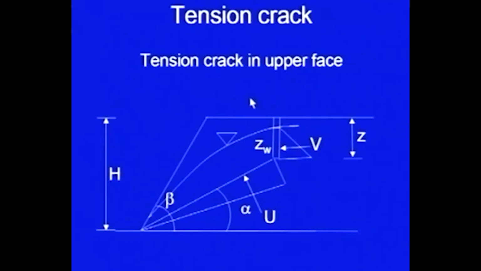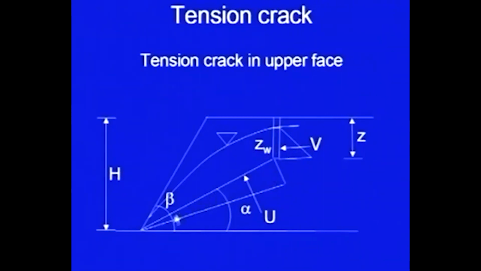Then we discussed the tension cracks. In the field, tension cracks are found sometimes in the upper face here or sometimes in the slope itself, and the basics of the analysis was that we assumed this was the water table. The depth of the water in the tension crack was ZW. Hydrostatic pressure variation will be 0 here, and at the base here it will be gamma W into this depth. So, the pressure variation was triangular in nature, and the resultant was V acting in the horizontal direction.